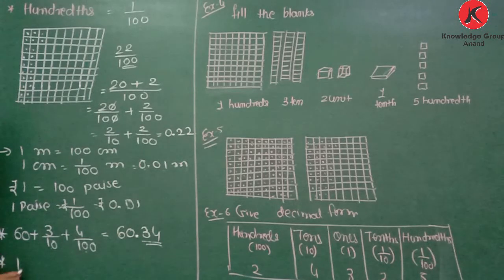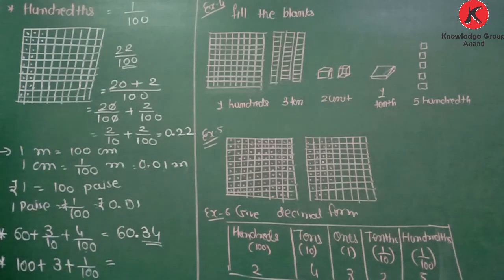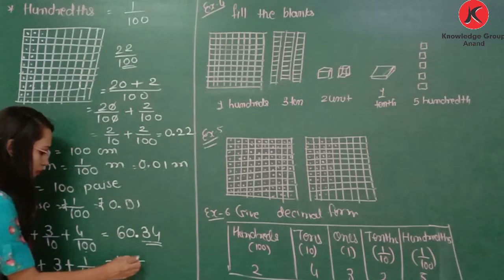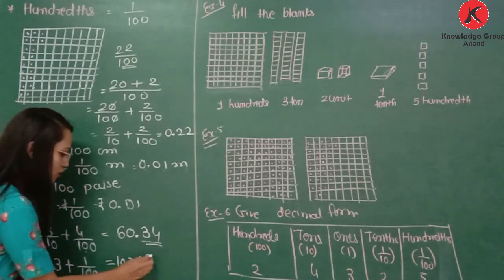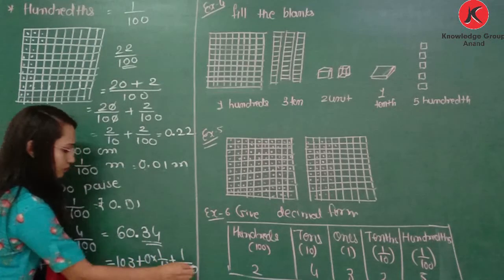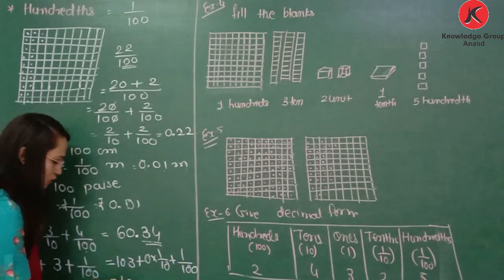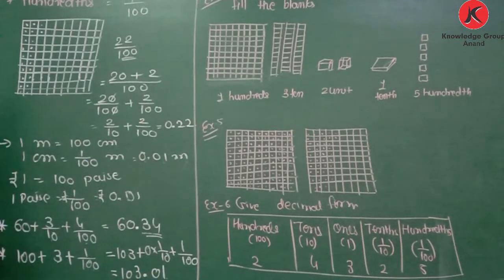Let's take one more example. 100 plus 3 plus 1 by 100. So now this is 100 plus 3, 103, plus the 10th part is not given, directly the 100th part is given. So here we can write 0 into 1 by 10 plus 1 by 100. So this is what? 103.01. Clear? So this way we can write the 100th part of the 1.